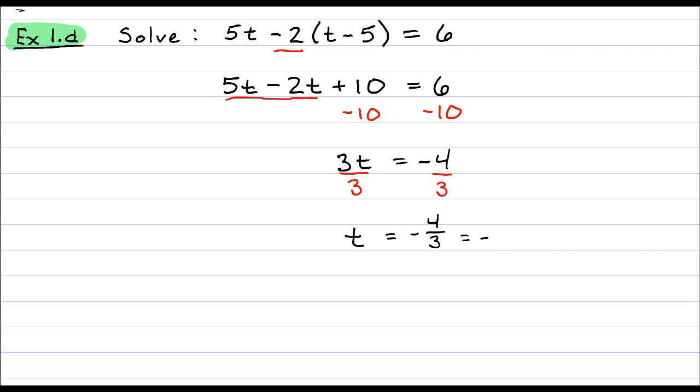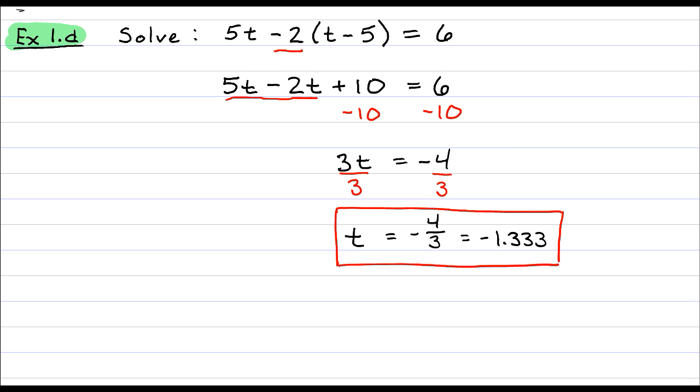or minus 1.333 repeating. That goes on forever, but I'll just round to 3 decimal places. And so the answer here would be either one of those, minus 4/3 or minus 1.3333.